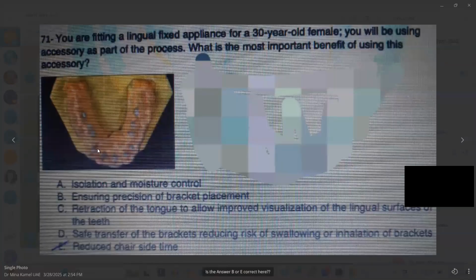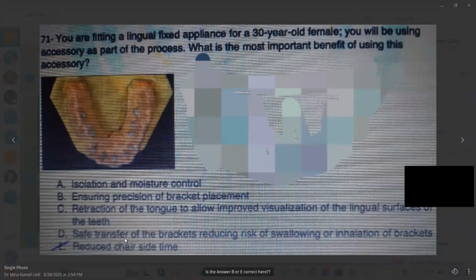You are fitting a lingual appliance for a 30-year-old female. You are willing to use an accessory as a part of the process. What is the most important benefit of using this accessory? Frankly, I do not see the accessory. So what is the accessory here? If you can see something, you can let me know. I think he's talking about the indirect bonding technique, doctor.